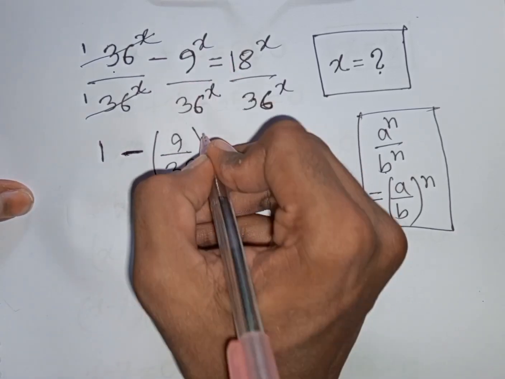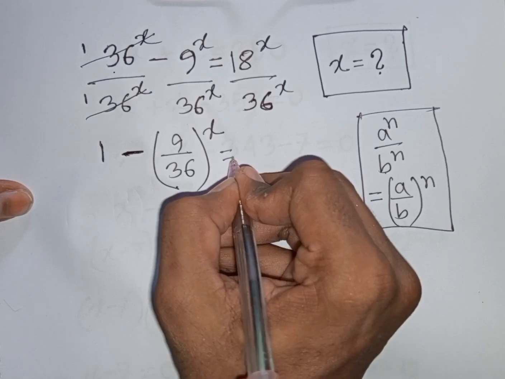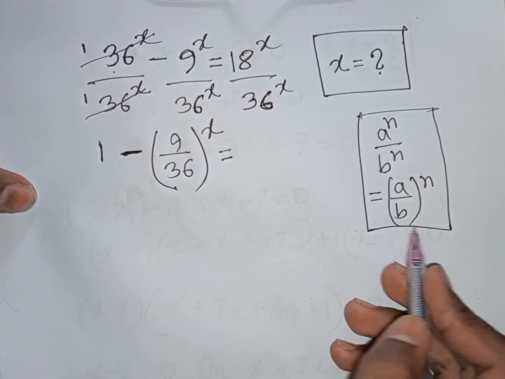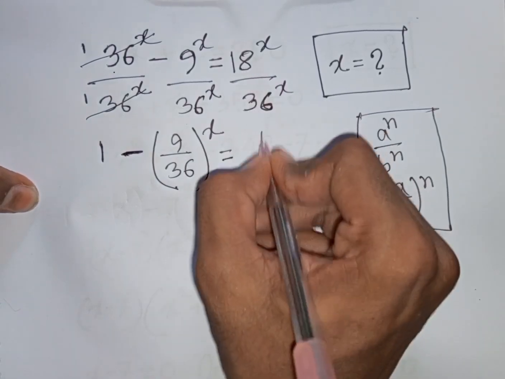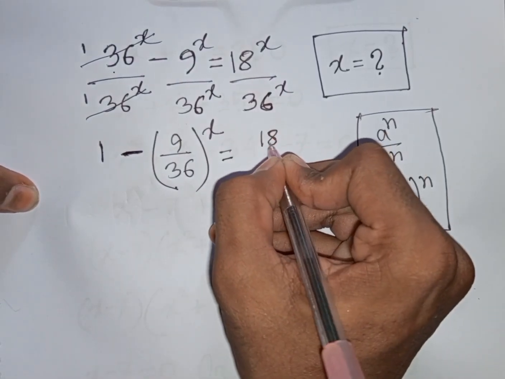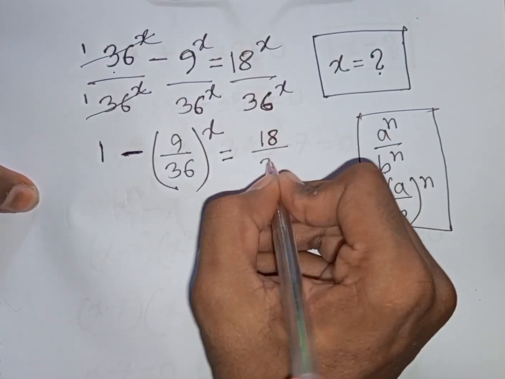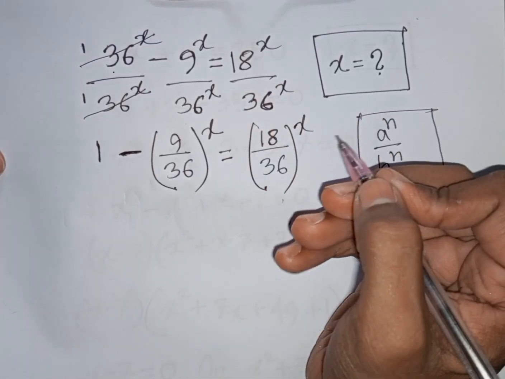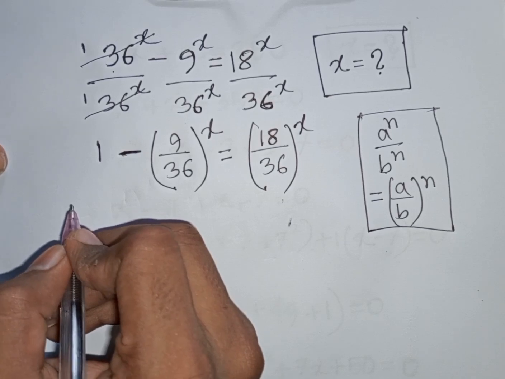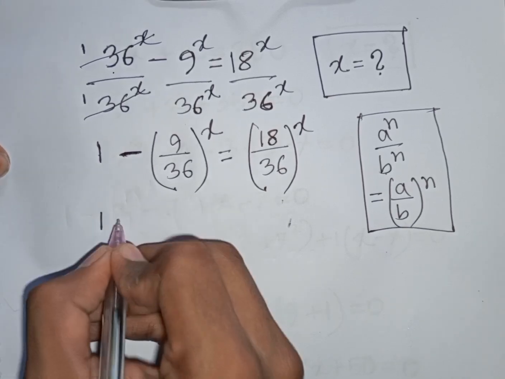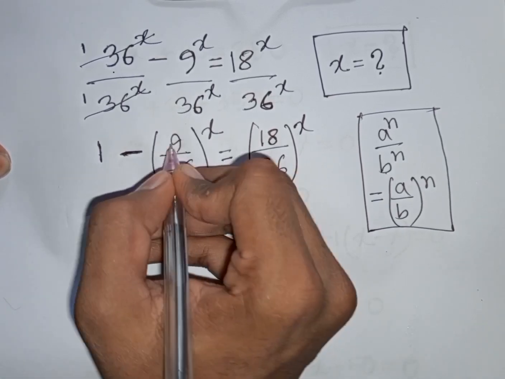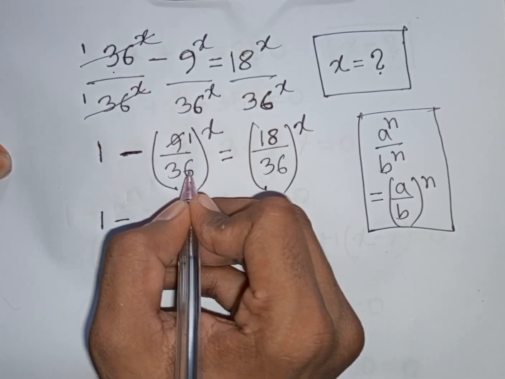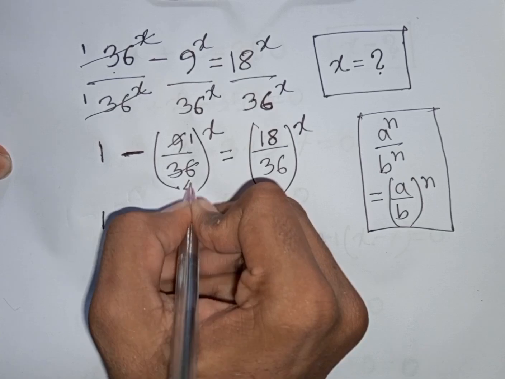Is equal to, again same power but different base. So according to this formula, I can write here (18/36)^x. Now we have 1 minus 9, simplified by 9, that means it will be 1 over 36 simplified by 9, that means it will be 4.